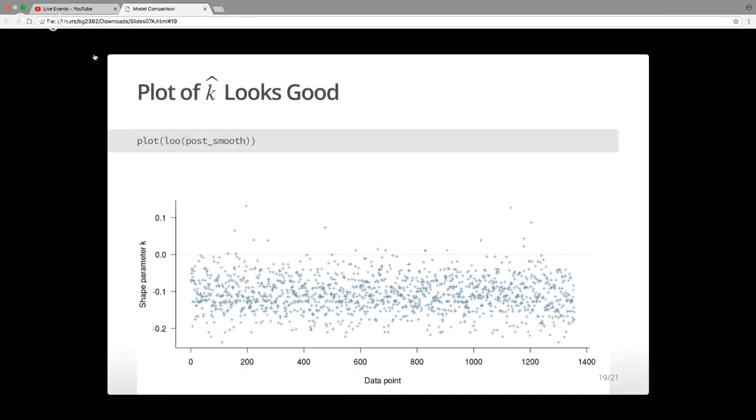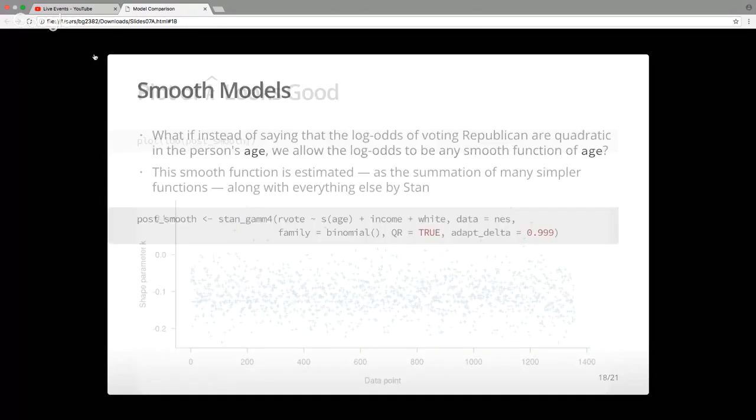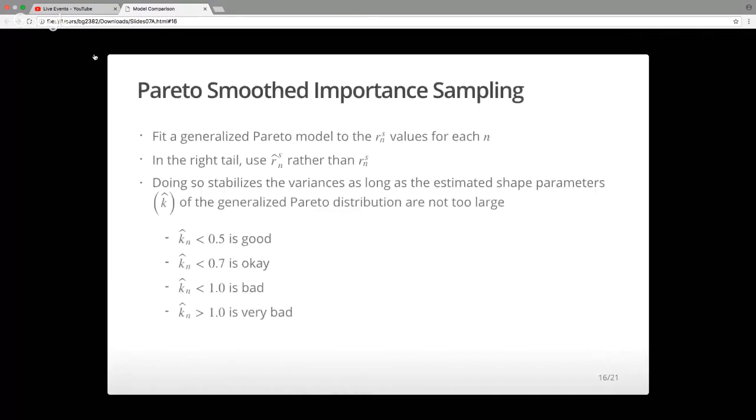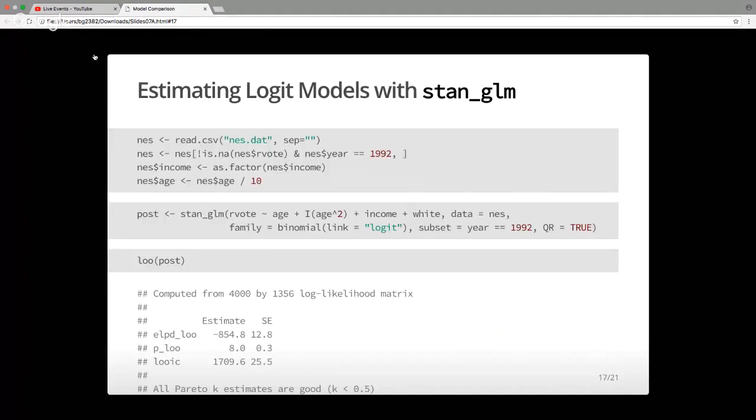Can you go back to the graph of the LOO? Yeah, that one. What does it mean if it's negative? That's fine. Anything less than 0.5, you're good. Do they have any different interpretation? No. It's only the ones that are bigger than 0.7 that you need to start being worried about, but it'll give you a warning when that happens.